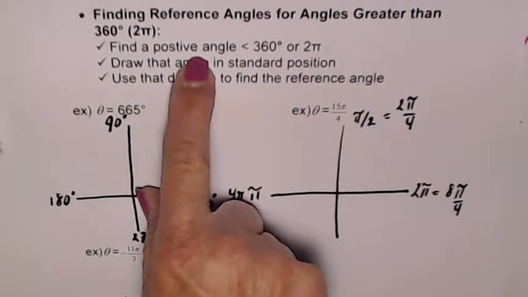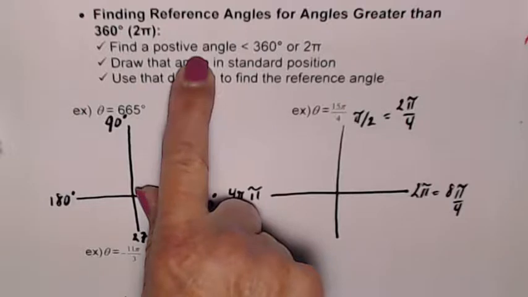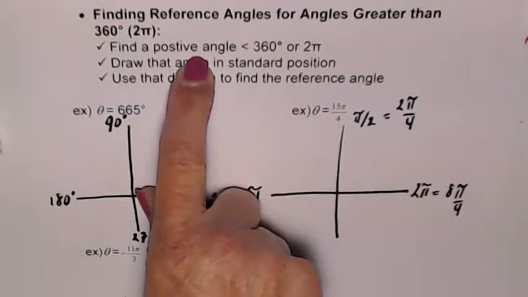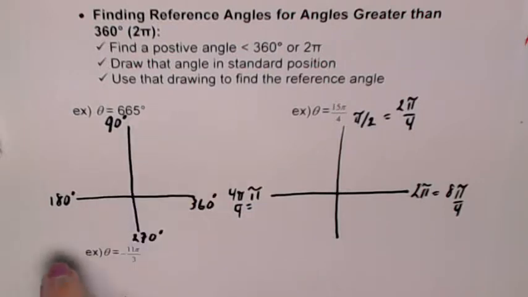So what that means is, first thing that we're going to do is to pull out all complete revolutions out of our theta, and then just consider the angle that we have that is between 0 and 360 or between 0 and 2 pi. Then after we do that, similar to what we did with finding our other reference angles, we're going to consider the angle that we have now in standard position and look at that to find the reference angle, which is going to be that acute angle between the terminal side of our theta and the x-axis.